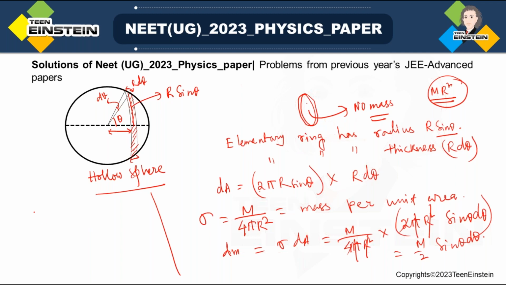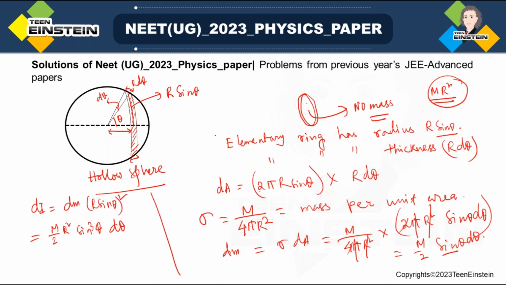Now if we want to find the elementary moment of inertia of the elementary ring, we know for a ring it is m into r square. So dm into r square, here r sine theta whole square. This will be the moment of inertia of this particular ring. Let me write it here. So dm is m by 2, this is r square, there was another sine theta over here, and here sine square theta. So ultimately it is sine cube theta, and obviously there was a d theta.